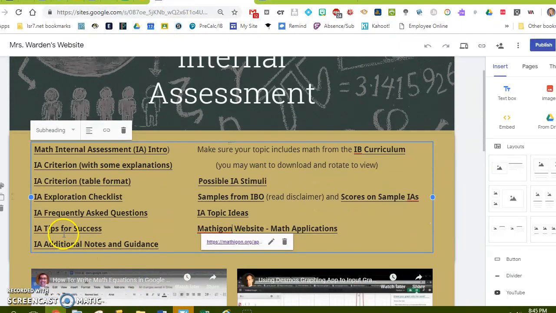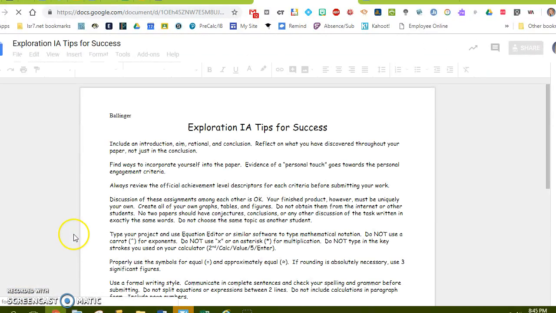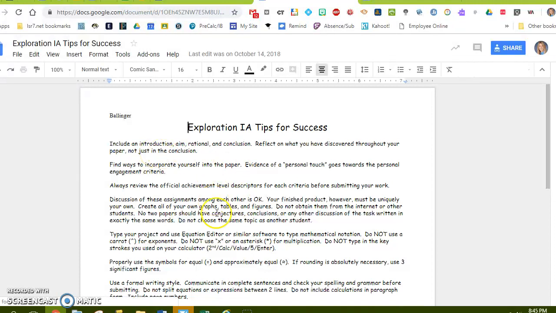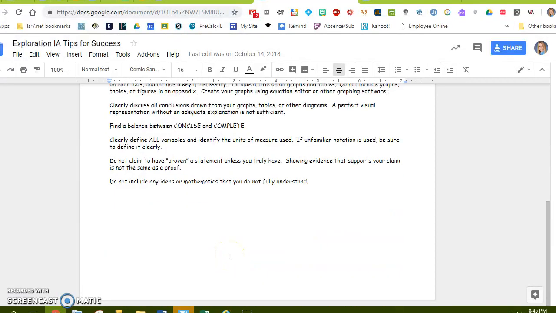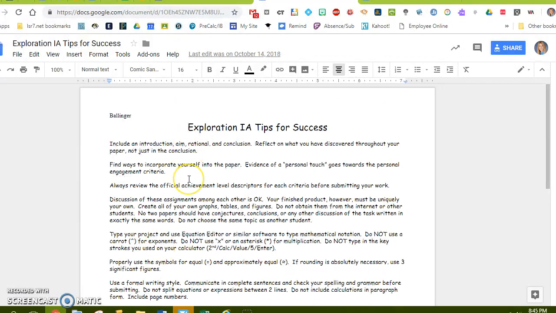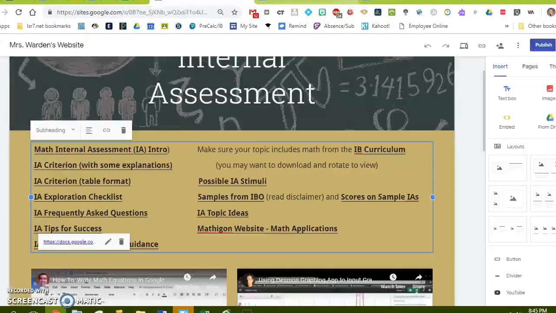Other ones we haven't looked at, we talked about the FAQs, the tips for success, but additional notes and guidance. I don't know, did we talk about tips for success? I don't think I actually clicked on that. Okay, this is from a teacher at North that does it, but he just kind of has some tips for success that he has. Might be worth your time reading through that. It's pretty short, but some good things that a lot of students get marked down on if they don't follow. And then just additional notes and guidance is another thing that you can look at here.